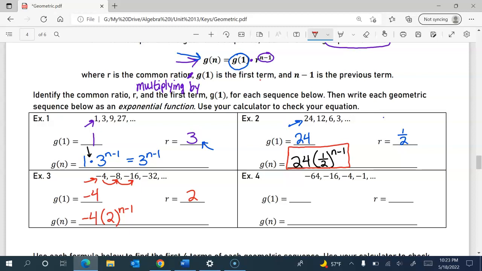So take a second here, pause for maybe just a minute. I want you to do example 4, just to show me that you know how to do it. And then we'll come back and I'll show you the answer.